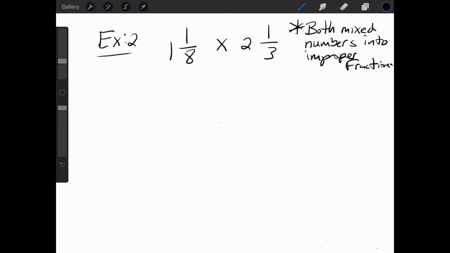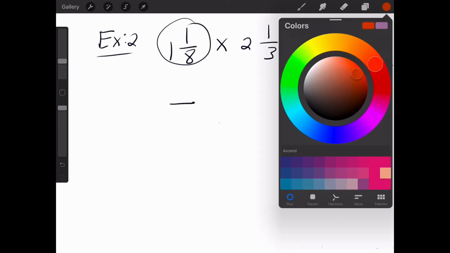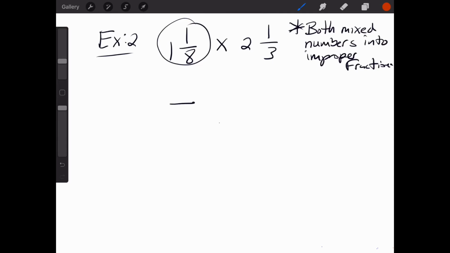Okay, so I'm going to take the first one. Put a fraction bar. The 8 stays the same. I'll change the color just so you could see. The 8 remains the same. That's step 1. Denominator always stays the same. Step 2, you're going to multiply your denominator times your whole number. 8 times 1 is 8. Step 3. Then you're going to add your product, your answer, to the numerator. 8 plus 1 is 9. And you get 9/8. Bring a multiplication sign.